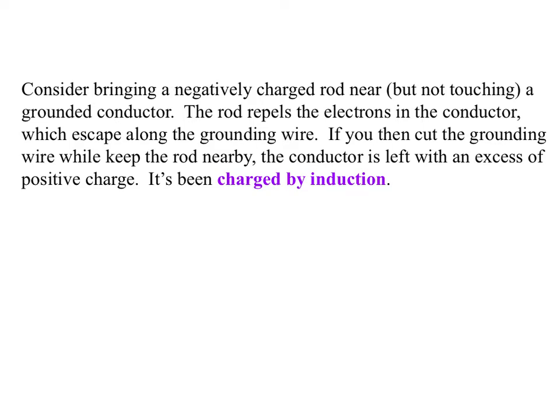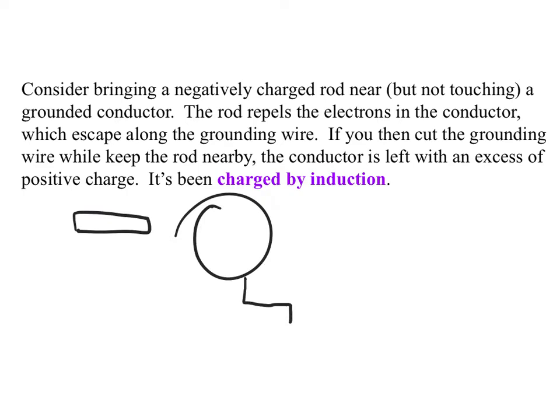So if we look at something like this, we have this rod, and we have this sphere or whatever, and we're going to ground it, and the symbol for grounding is something like this, a long and a short wire. So we're going to bring in a negatively charged rod.